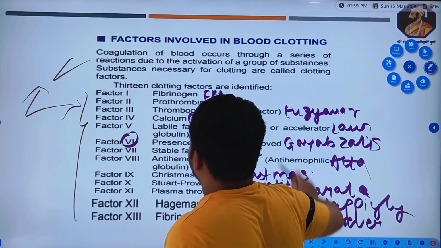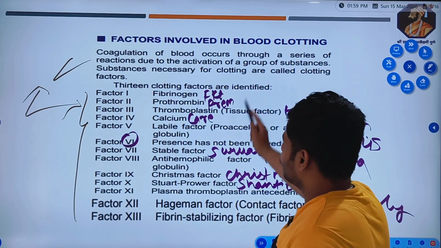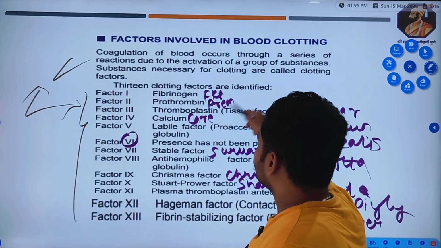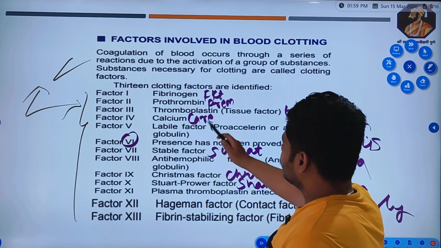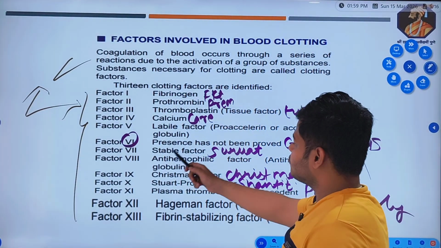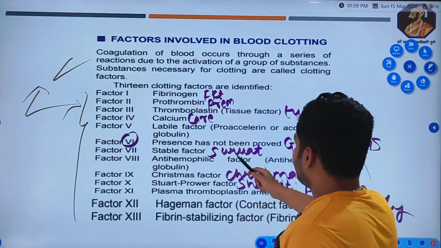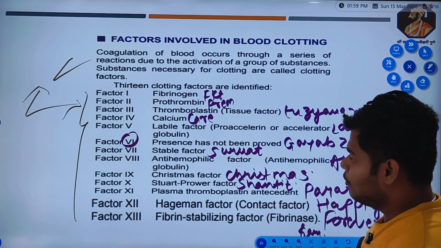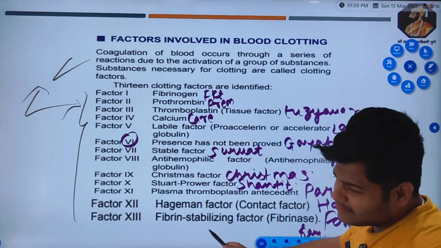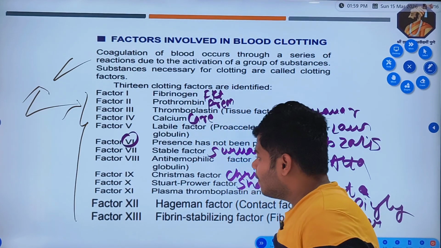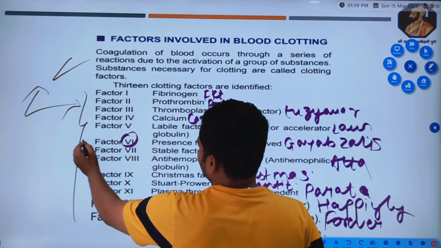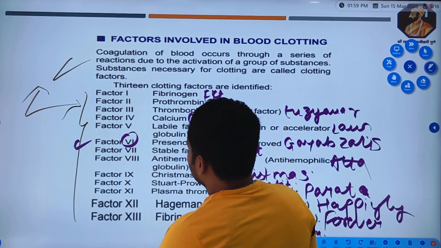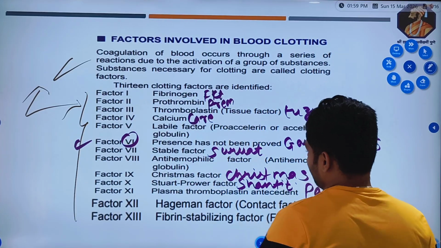Factor 1 is your fibrinogen. Factor 2 is your prothrombin. Factor 3 is your thromboplastin. Factor 4 is your calcium. Factor 5 is your labile factor, also called proaccelerin or accelerator globulin. Factor 6's presence is not yet proved, but many scientists believe that it is present. Factor 7 is a stable factor.